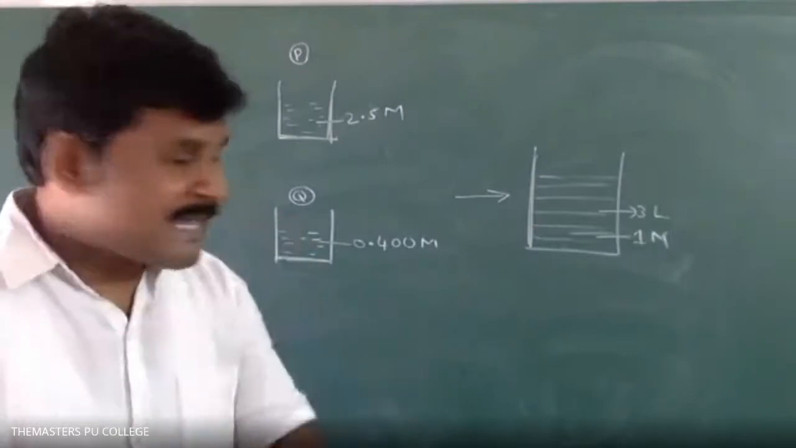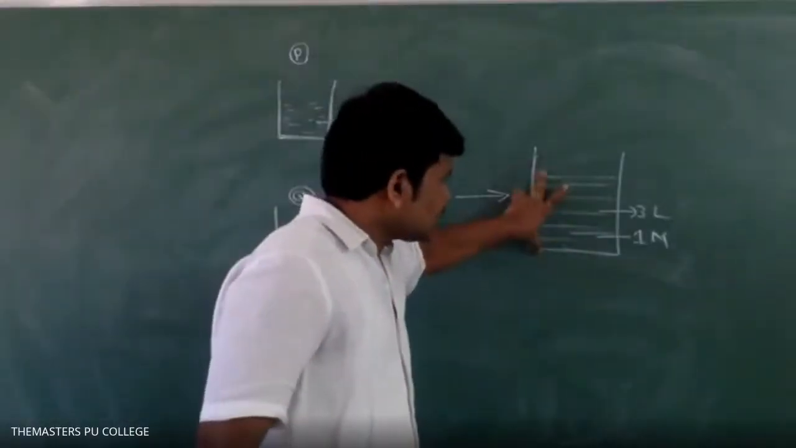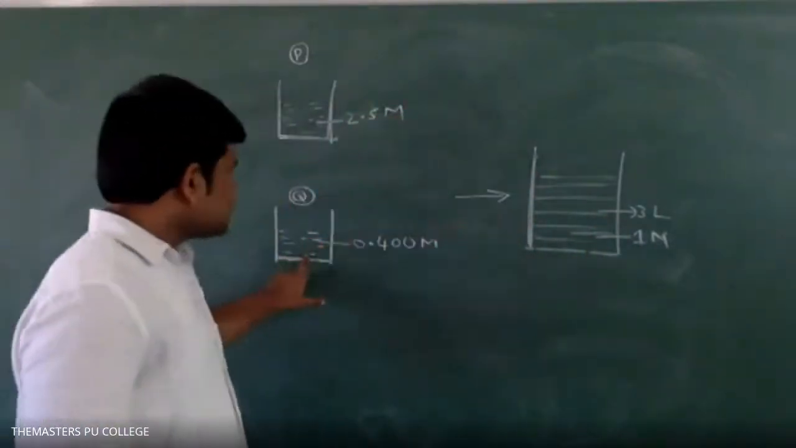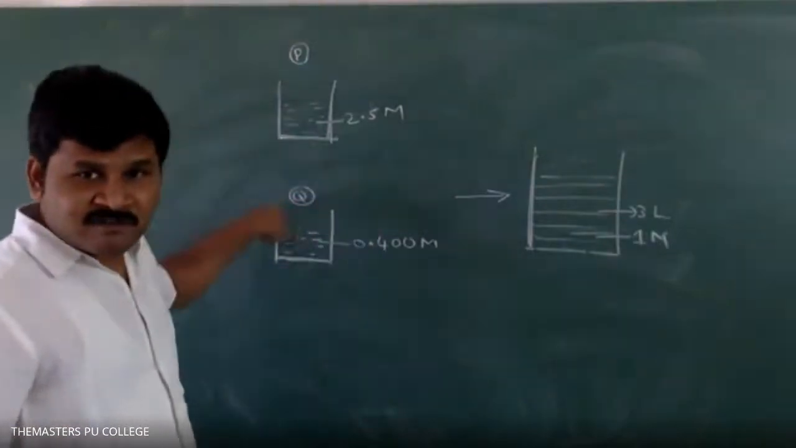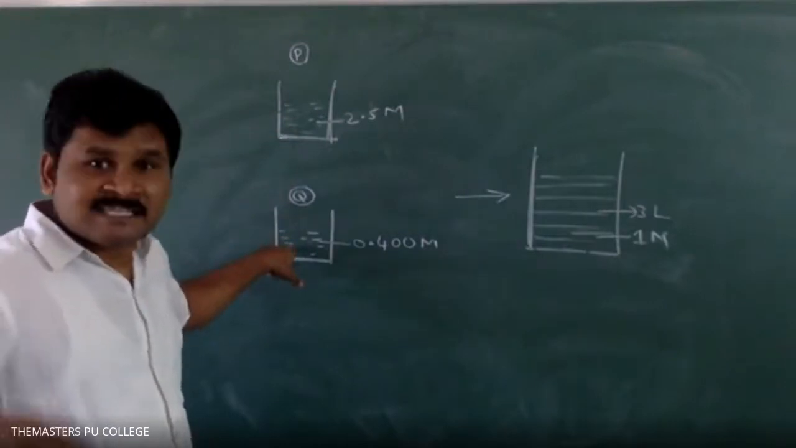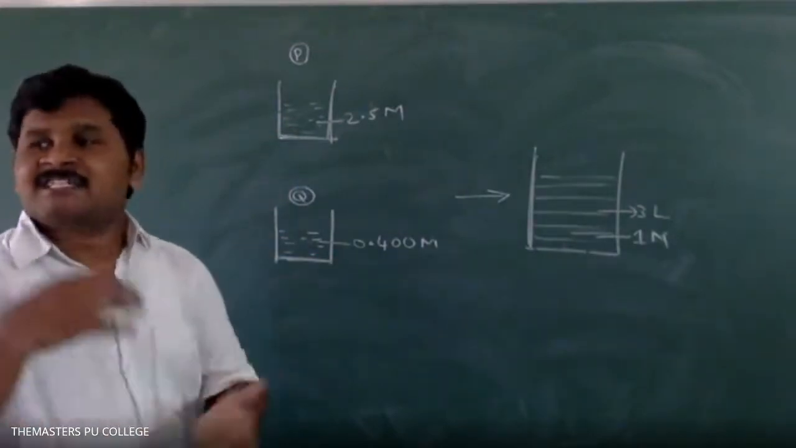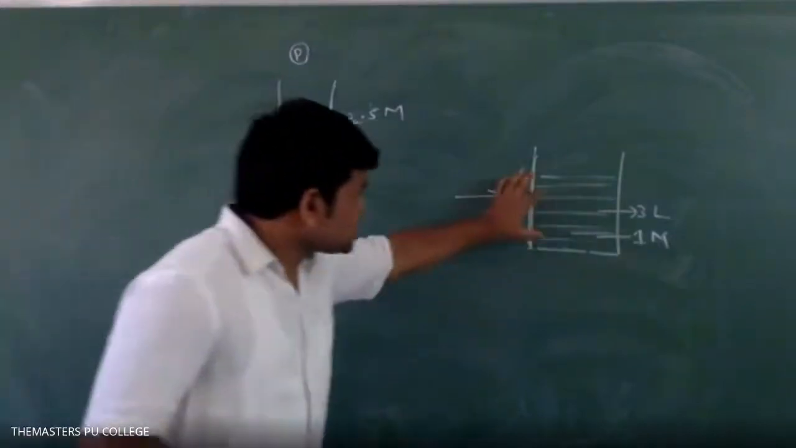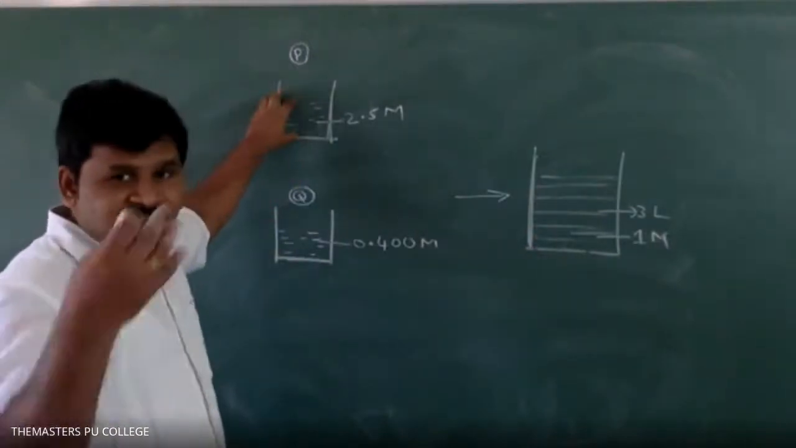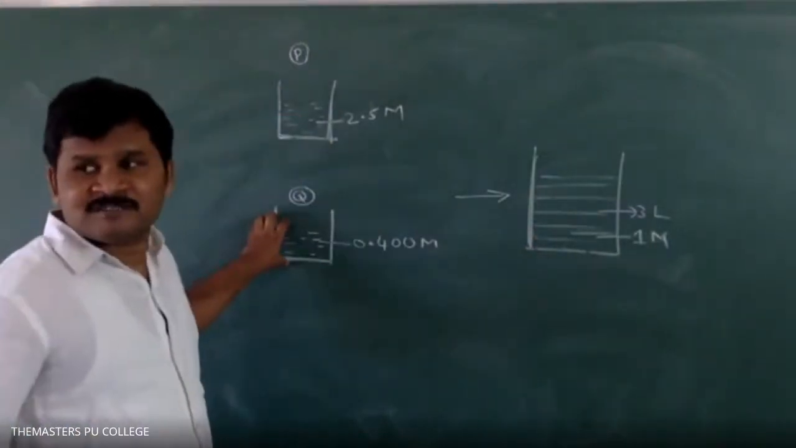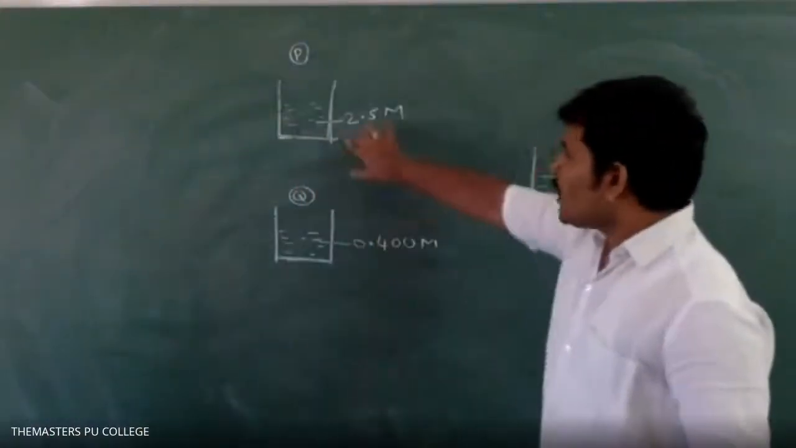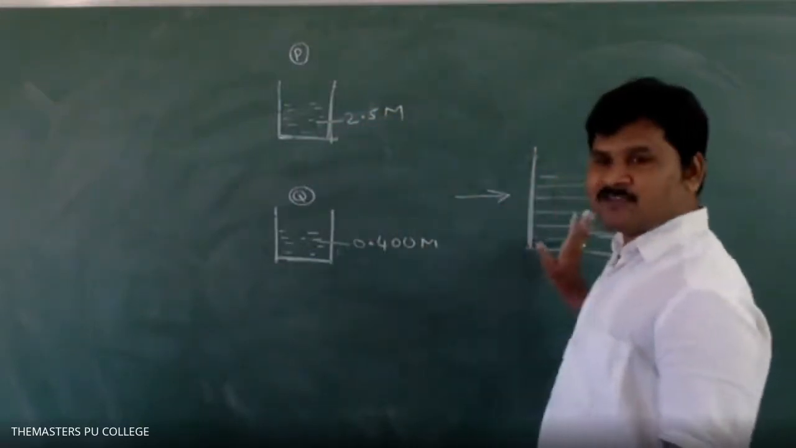To get 3 liters of this solution, how much do we have to add? Is it 2 liters? 1 liter? 1.5 liters? How much should we add to get a 3 liter, 1 molar solution? We don't know how much volume of each it is, but the final volume is 3 liters. To get 3 liters, how much do I have to take?